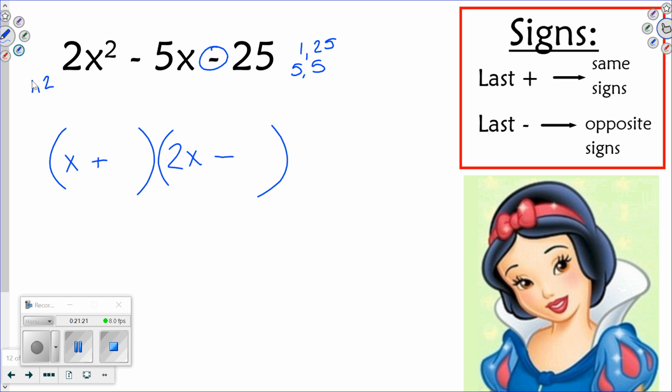5 and 5. Do you want to go 5 and 5 or do you want 5 and 5? 5 and 5? Okay. No? You want 5 and 5? All right. 5 and 5. We'll see how you did.